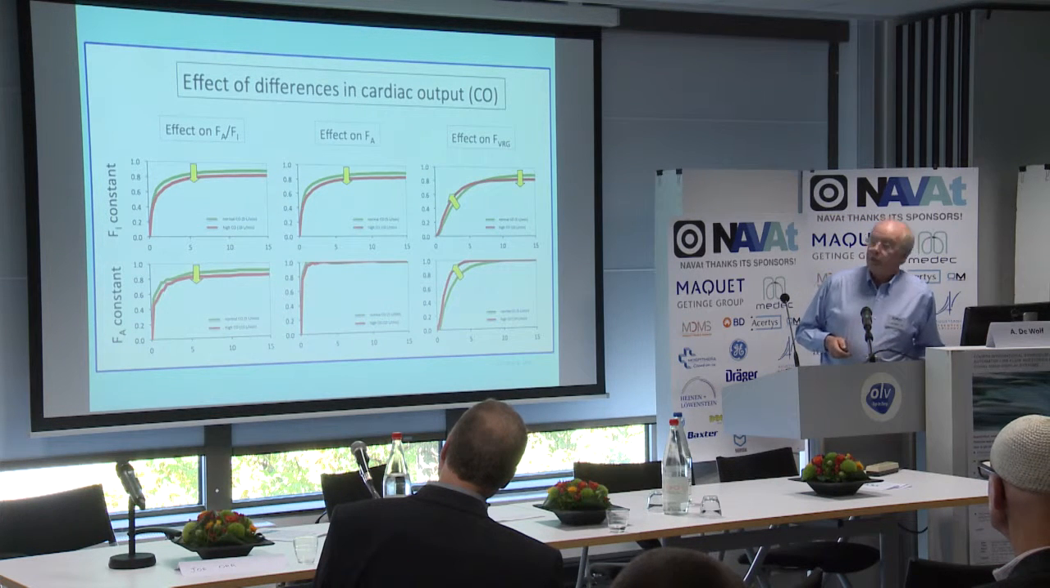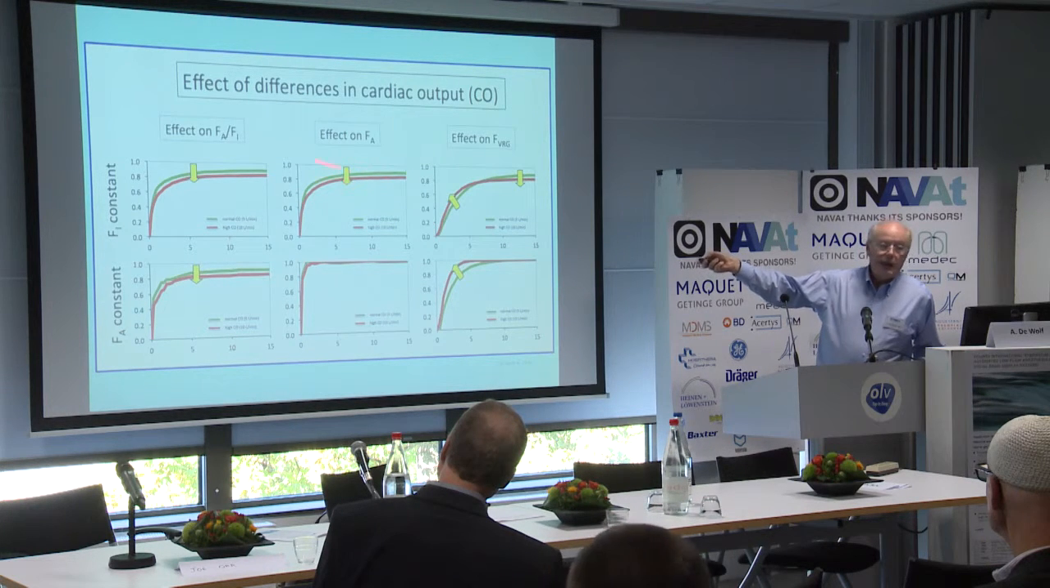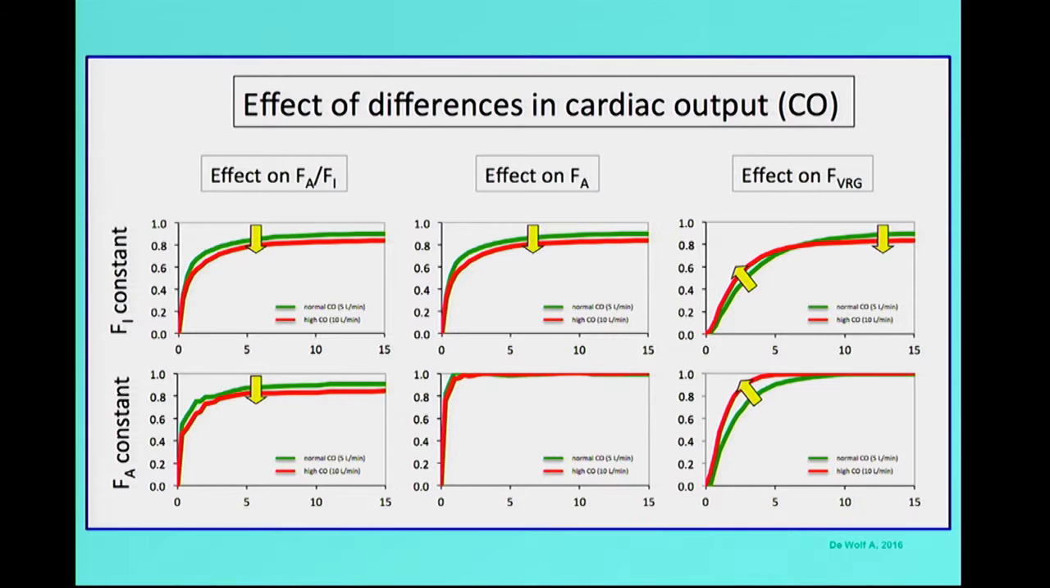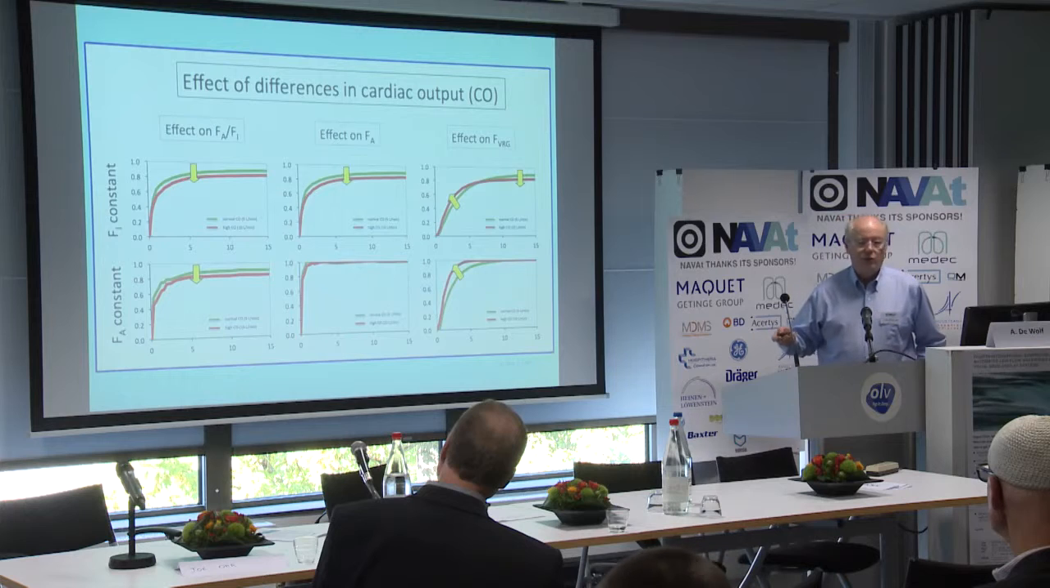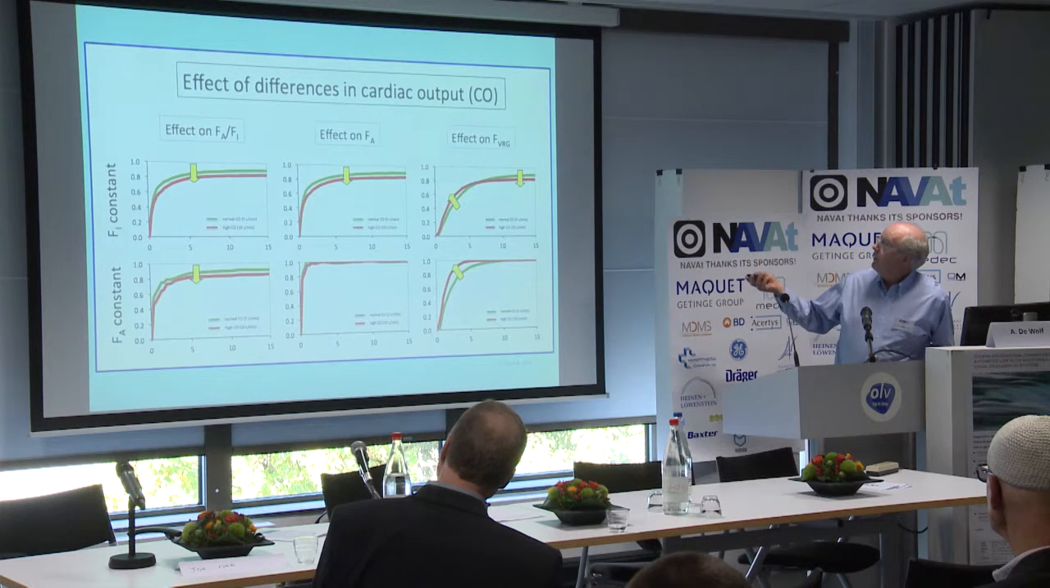What happens to the effect of cardiac output in these two modes, classical Eger, constant FI? We know that an increase in cardiac output, the red curve, will push the FA down because there is more transfer of agent to the tissues in the body, more uptake. So there is more agent being washed away from the alveoli. Therefore, the rate of rise of FA is slower with a higher cardiac output.